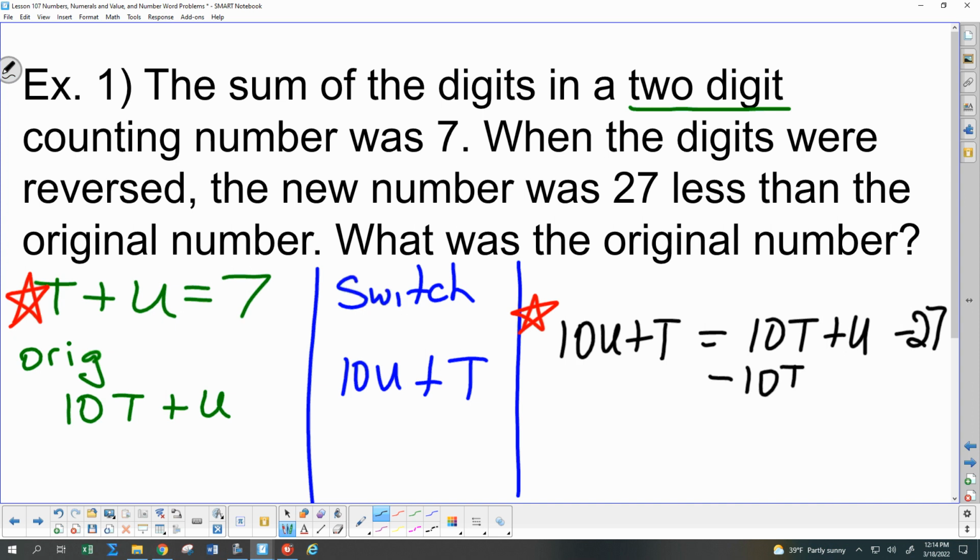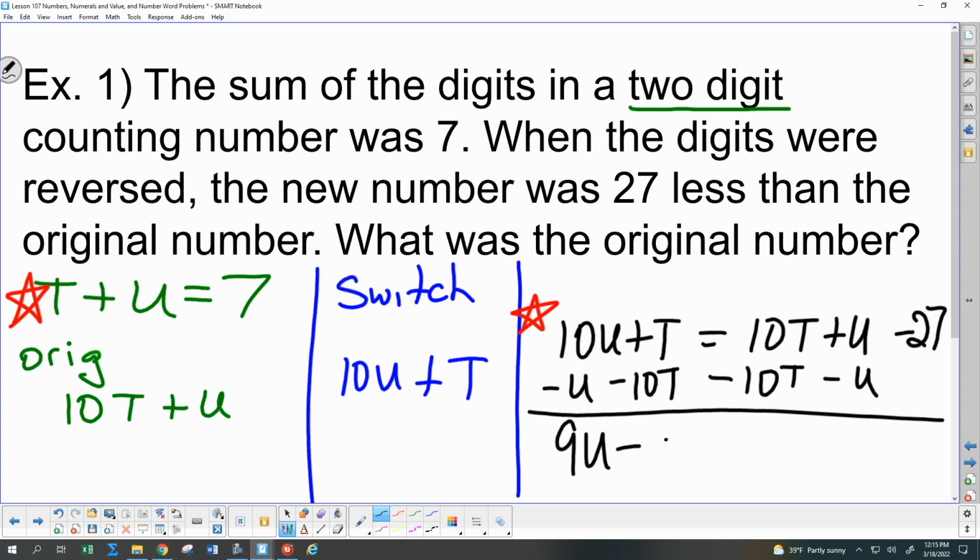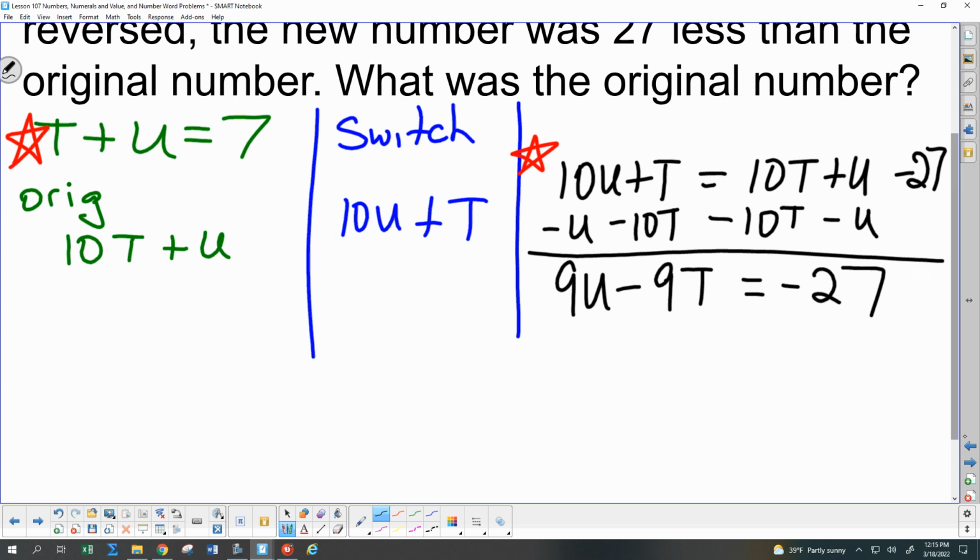If I subtract 10t on both sides and subtract u on both sides, I have 9u minus 9t is negative 27. Anybody have a good idea of how we might clean that up a little bit and make that a little bit simplified? What are you thinking, Ada? Let's divide everything by 9, and then we will have u minus t is negative 3.